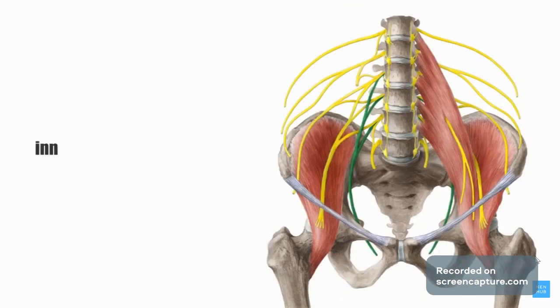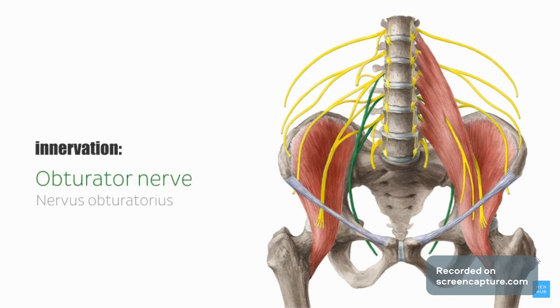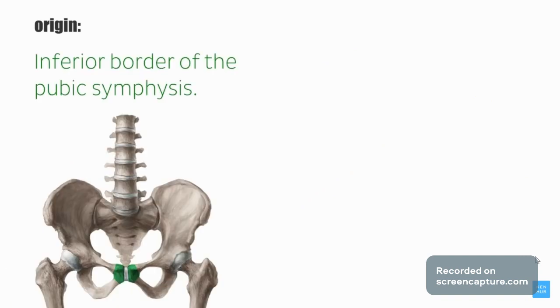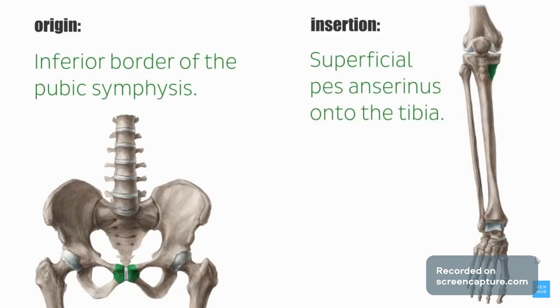The innervation of the gracilis is supplied by the obturator nerve, which arises from the lumbar plexus and reaches the adductors through the obturator canal. The gracilis muscle runs from the inferior border of the pubic symphysis to the superficial pes anserinus onto the tibia. Its tendon is easy to palpate in the inguinal region, together with the tendon of the adductor longus muscle.